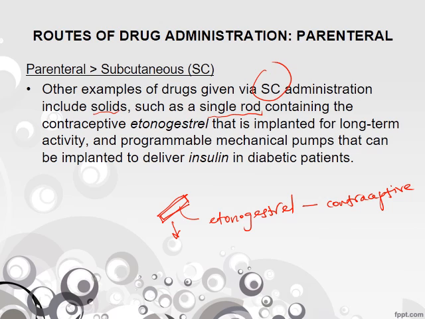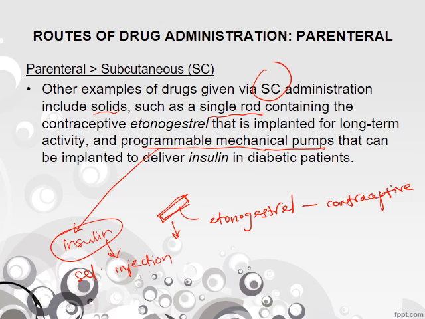Another example is a programmable mechanical pump that can be implanted to deliver insulin for diabetic patients. As you know, insulin needs to be taken by injection, and patients usually self-inject daily. If you have a programmable pump, then it can pump the insulin when necessary, so the patient does not need to inject every day.